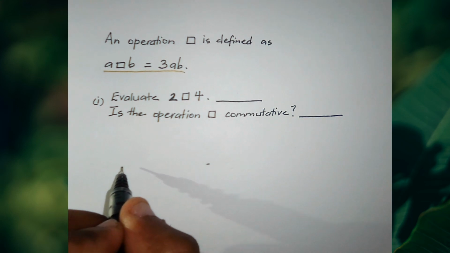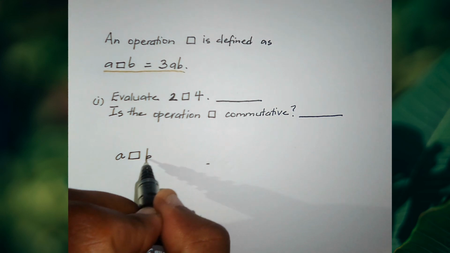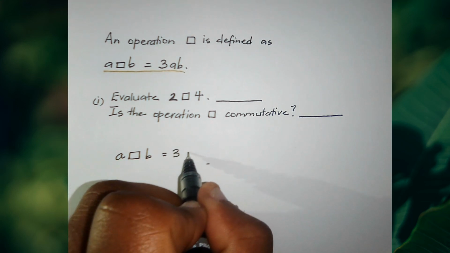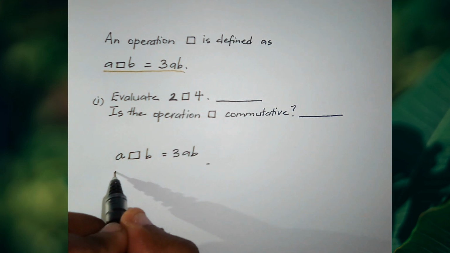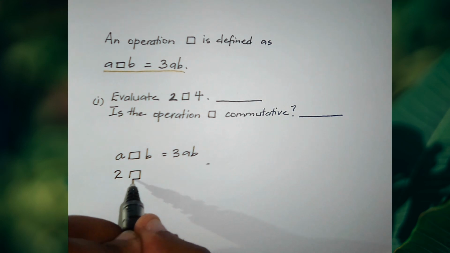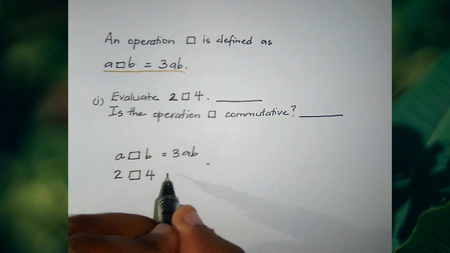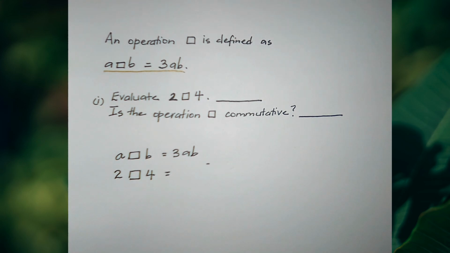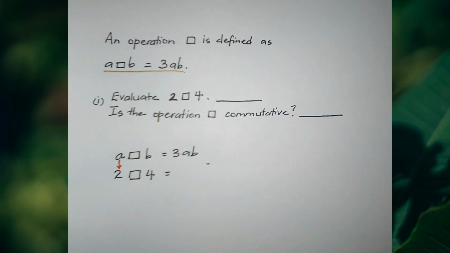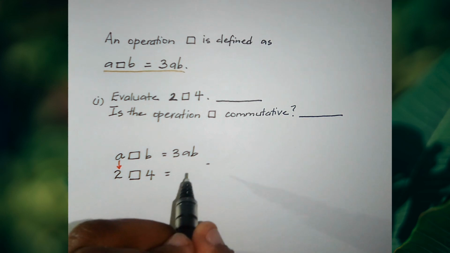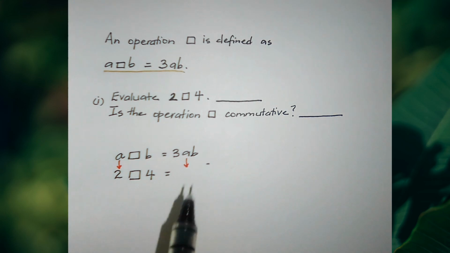So we have A box B is equal to 3AB. And we are to evaluate 2 box 4. So this means the letter A, we're going to take it and replace it with 2. So wherever I see A, I'm going to put 2. And remember, when we're substituting, we're going to use brackets.